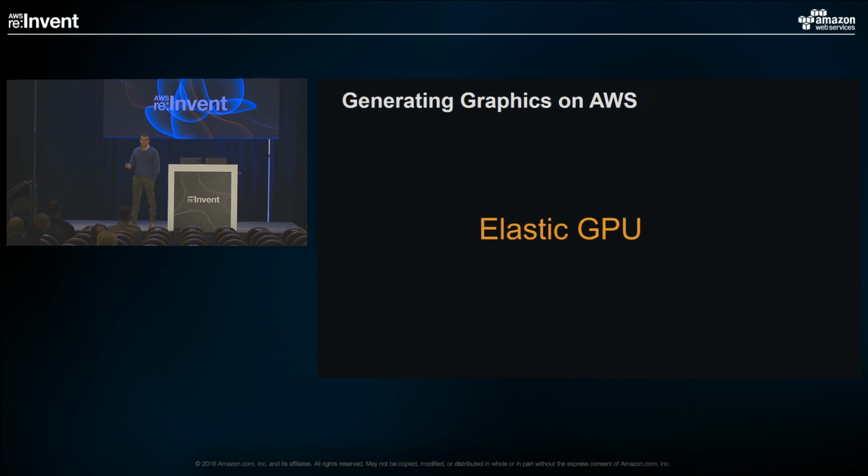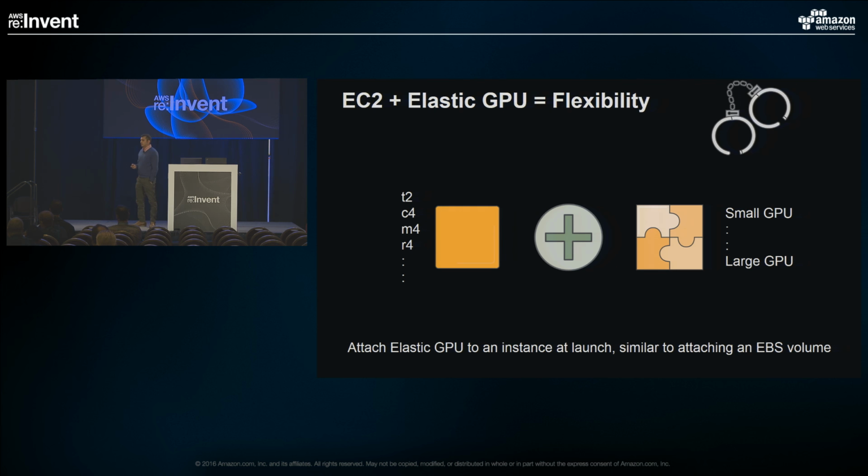And what this Elastic GPU essentially is, is this ability to attach a GPU, a portion or the entirety of a GPU, to any EC2 instance. And what that gives you is this flexibility of choosing what compute platform you want to run your application on, and then attaching to it only as much GPU as you require for running your applications. It's very similar to attaching an EBS volume to your instance.